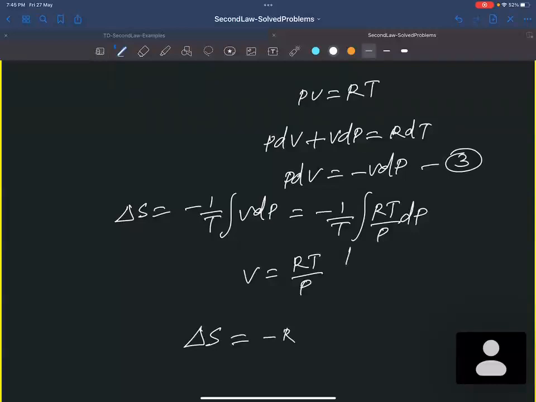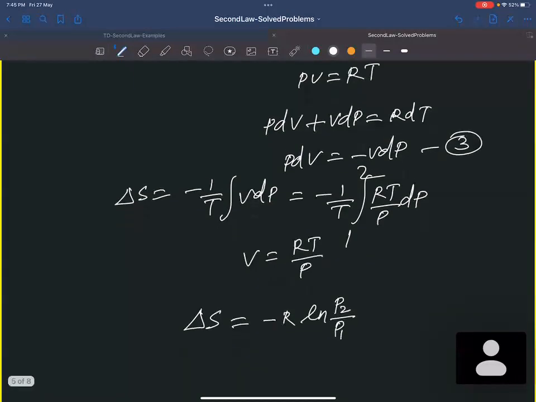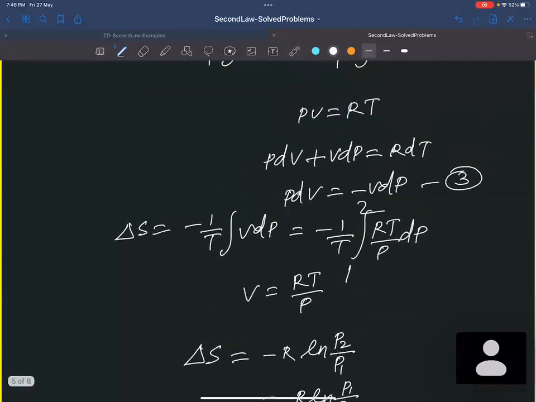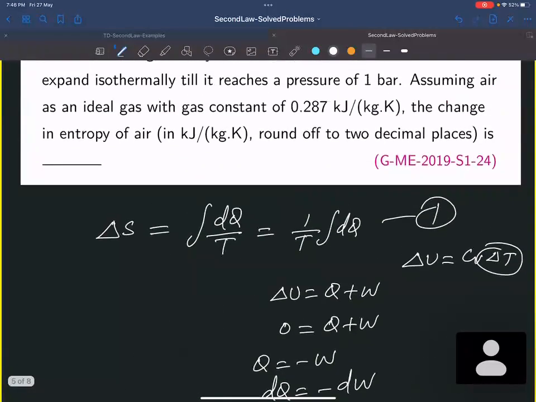So this is where 1 to 2. So minus R and ln of P2 by P1, 1 to 2. So the minus is there, so always you can write it as R ln P1 by P2. So always, just to repeat.